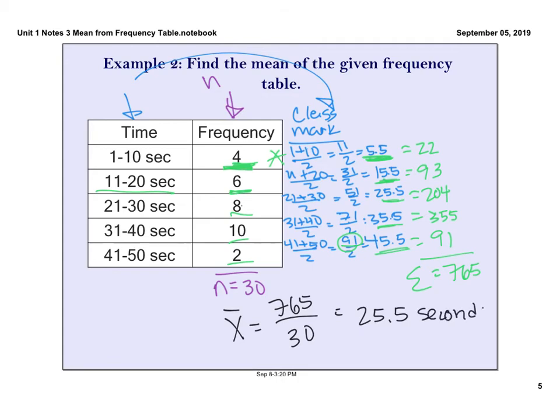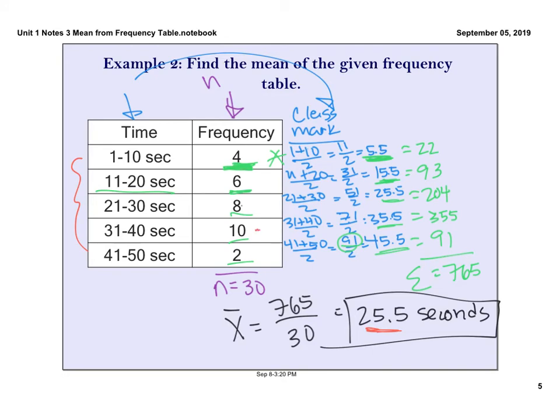And I'm looking at seconds here. So 25 and a half seconds is my mean based on this frequency table. Now, one thing to spot check: this 25 and a half should fall somewhere in the middle of your table, especially depending on your frequency.